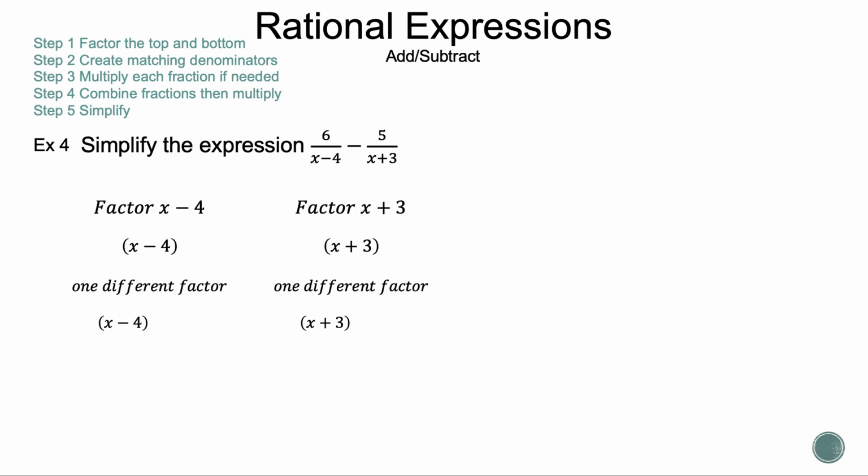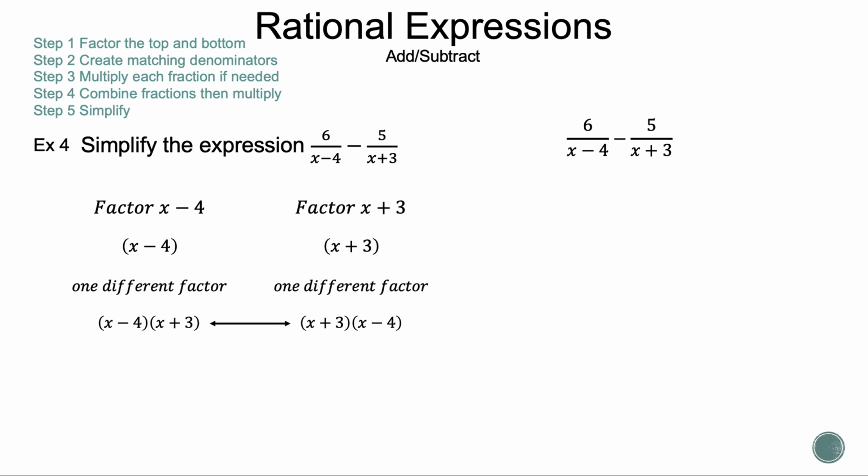Right now, our denominators do not match, so we need to multiply each side so we have a common denominator. First, let's multiply the left side by the quantity of x plus 3. Next, let's multiply the right side by the quantity of x minus 4. So now each side has 2 different factors, and they match. Now that we have matching denominators, let's write down the expression 6 over x minus 4 minus 5 over x plus 3, so we can simplify the expression.